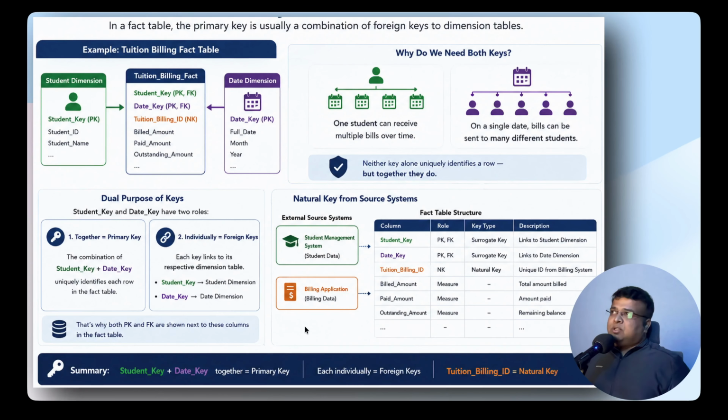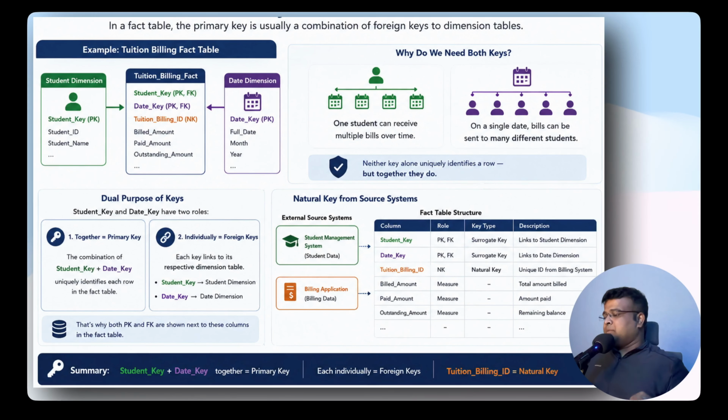Now here is where the fact tables are a little different. In a fact table, the primary key is usually not a single column. Instead, it is a combination of multiple foreign keys that connect the fact table to its related dimension tables. Take our tuition billing fact table as an example. It connects to both the student dimension and the date dimension. So the primary key becomes the combination of both the student key, that is student_key, and the date_key. Why do we need both?